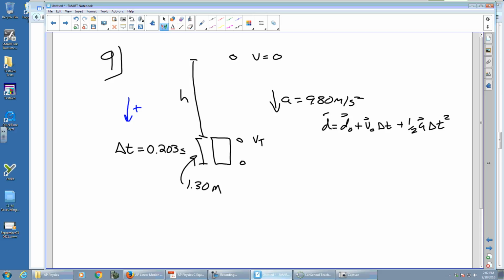Let's call this height 0. So we end up at plus 1.3 meters, starting at 0 meters, plus V T times 0.203 seconds, plus 1/2 times 9.80 meters per second squared times 0.203 seconds squared. Solve that for the velocity at the top of the window.